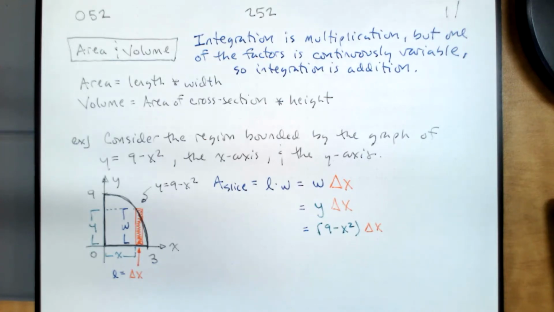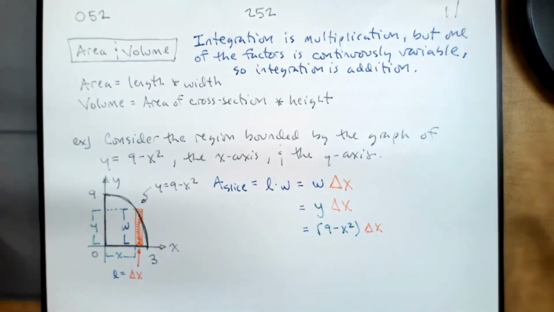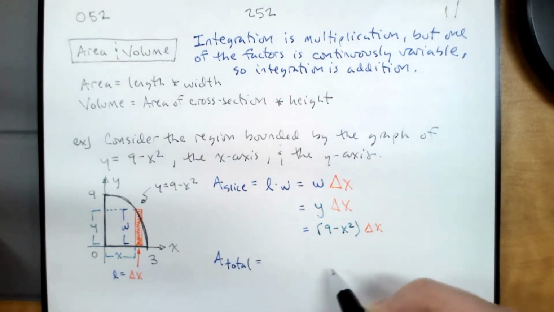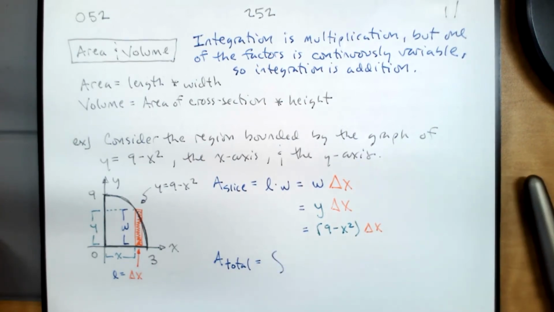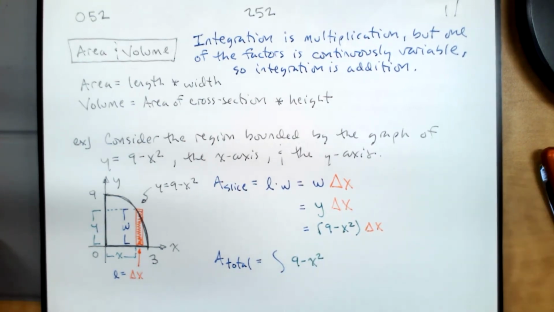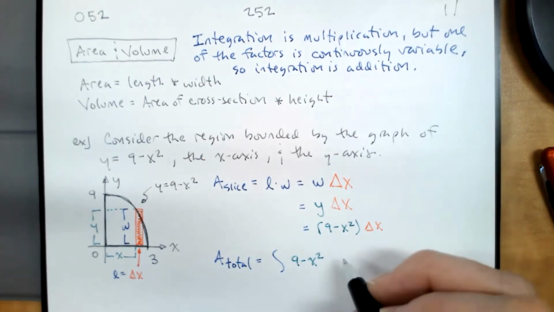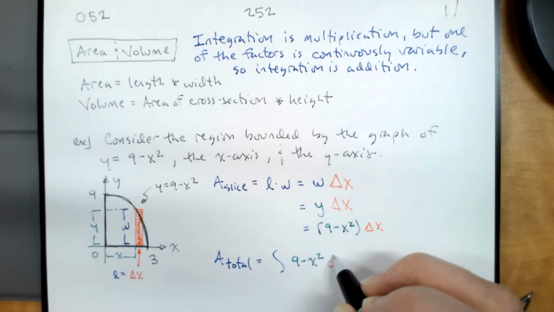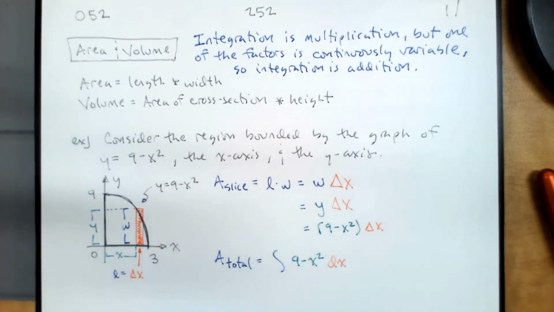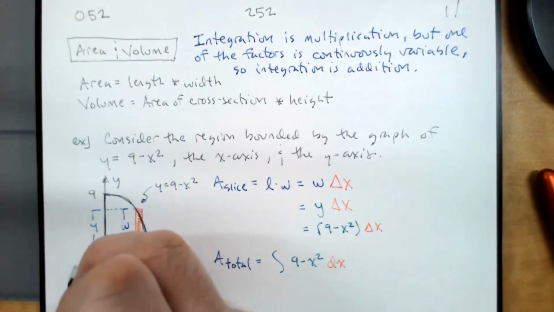So the total area will be the sum of all these slices. And then we turn into an infinite number of slices. So the sum of an infinite number of slices, and that will become a definite integral. We're integrating the function 9 minus x squared. Now that we switch from our discrete sum to a continuous sum, the delta x becomes dx, which is now infinitely thin. And then I just have to add up 9 minus x squared times dx for all the values of x's that represent a rectangle. And the rectangles happen from 0 to 3.